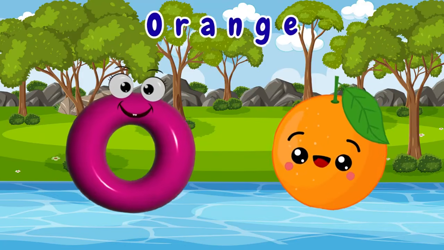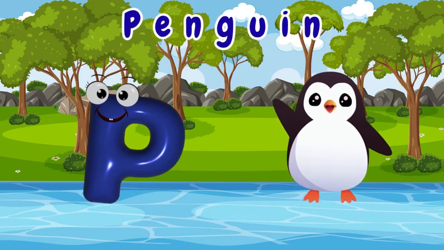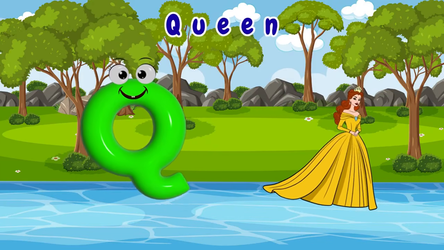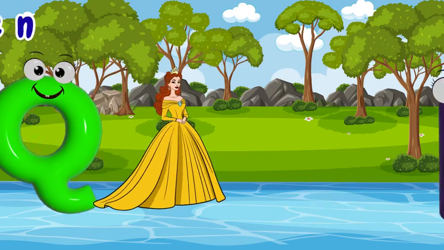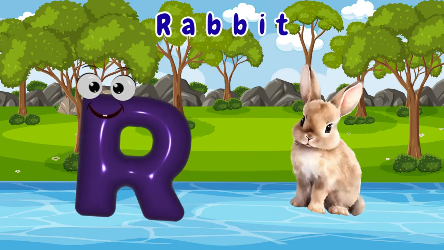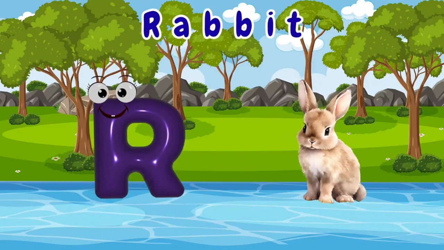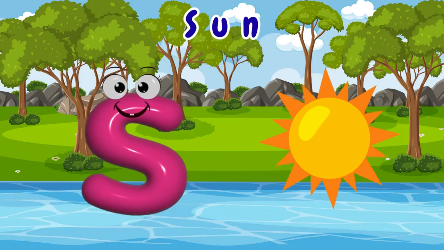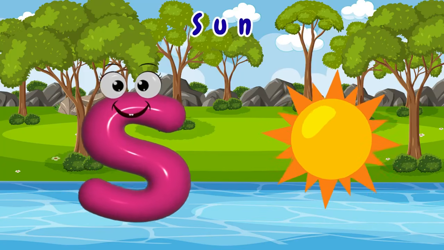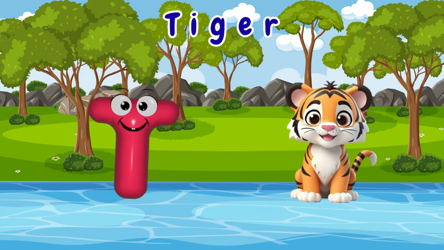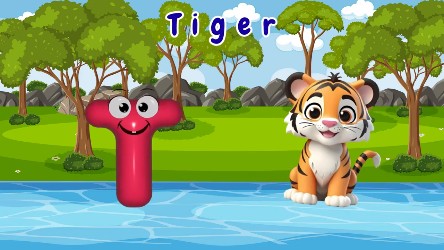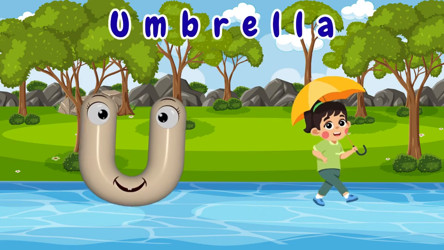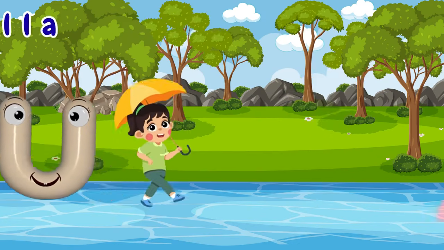O is for penguin, P is for penguin. Q is for queen. R is for rabbit. S is for sun. T is for tiger. U is for umbrella.